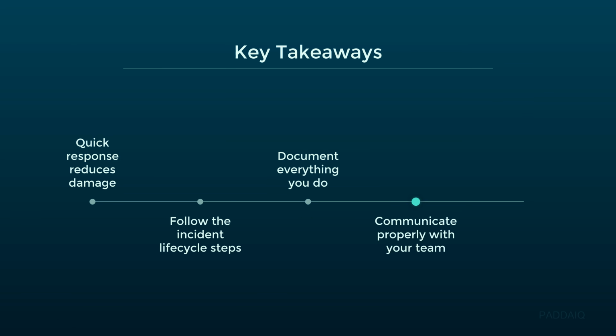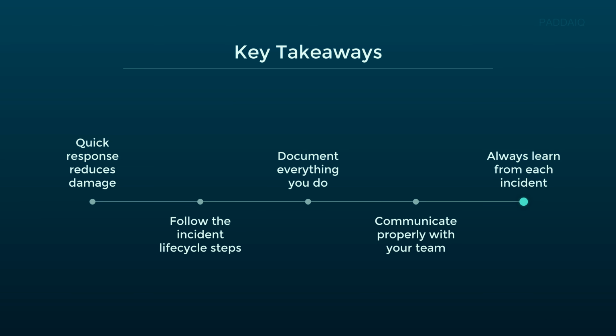Communicate properly with your team. This means sharing updates and listening to others to avoid misunderstandings. For example, if you change a project deadline, immediately tell your team so they can adjust their tasks. Clear communication ensures everyone works together smoothly and prevents costly errors.